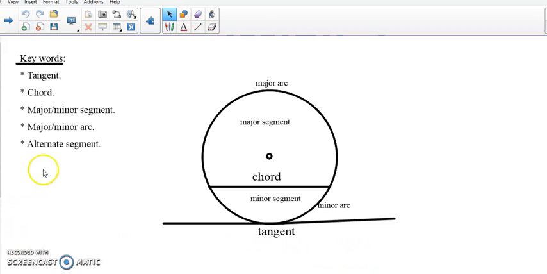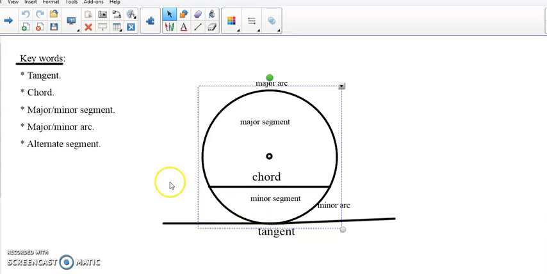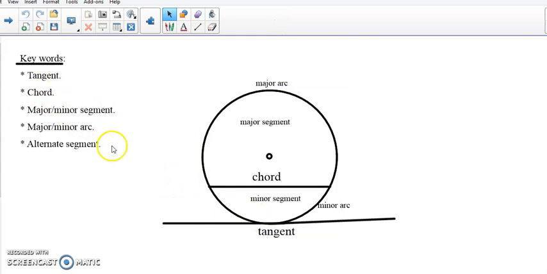Okay, now let's look at the keywords. We have a tangent. In a circle, we say that a tangent is a line that touches the circle at a point. So these are what we did last time. Now the chord: a chord is a line that touches two points of a circle and divides the circle into two, but not at the middle. So you have to differentiate between a diameter and a chord.